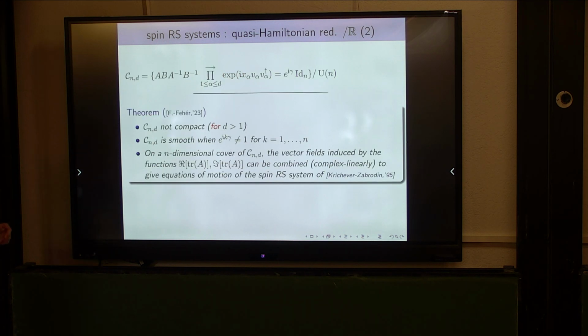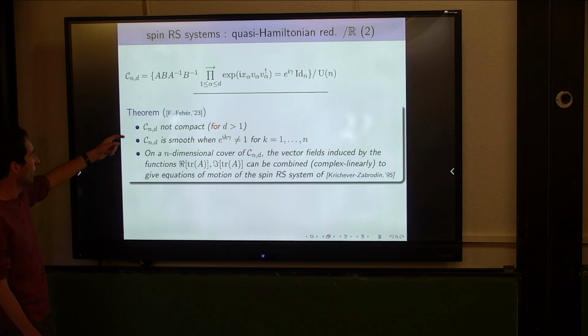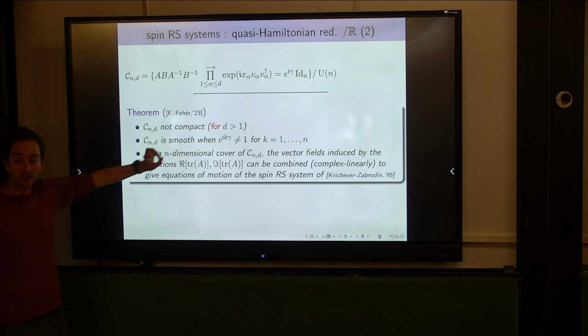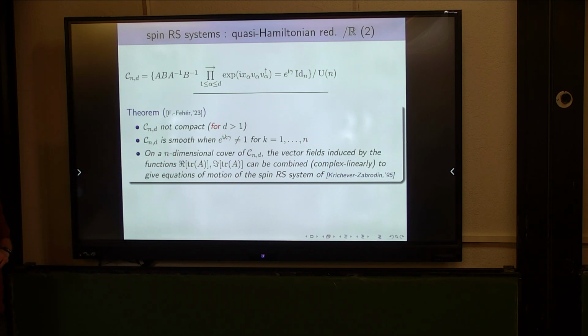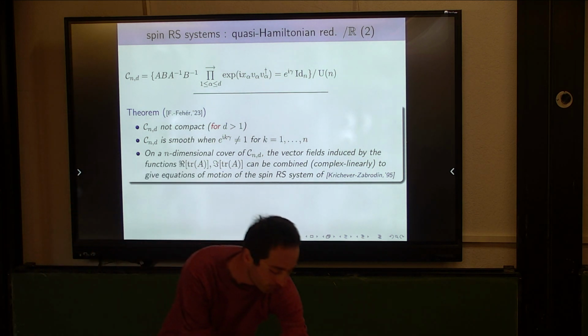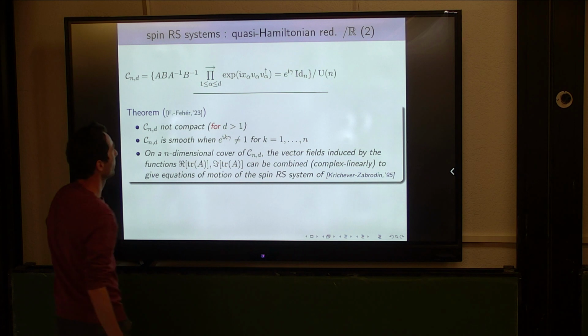Before talking about the integrable system point of view, let me say this important thing that I mentioned earlier. These spaces are non-compact when the number of spins is greater than 1. We didn't really think about that in the first place, so we were expecting something compact. But once you know what to do, it's obvious that it should be non-compact. So just to sketch a proof of what's happening.